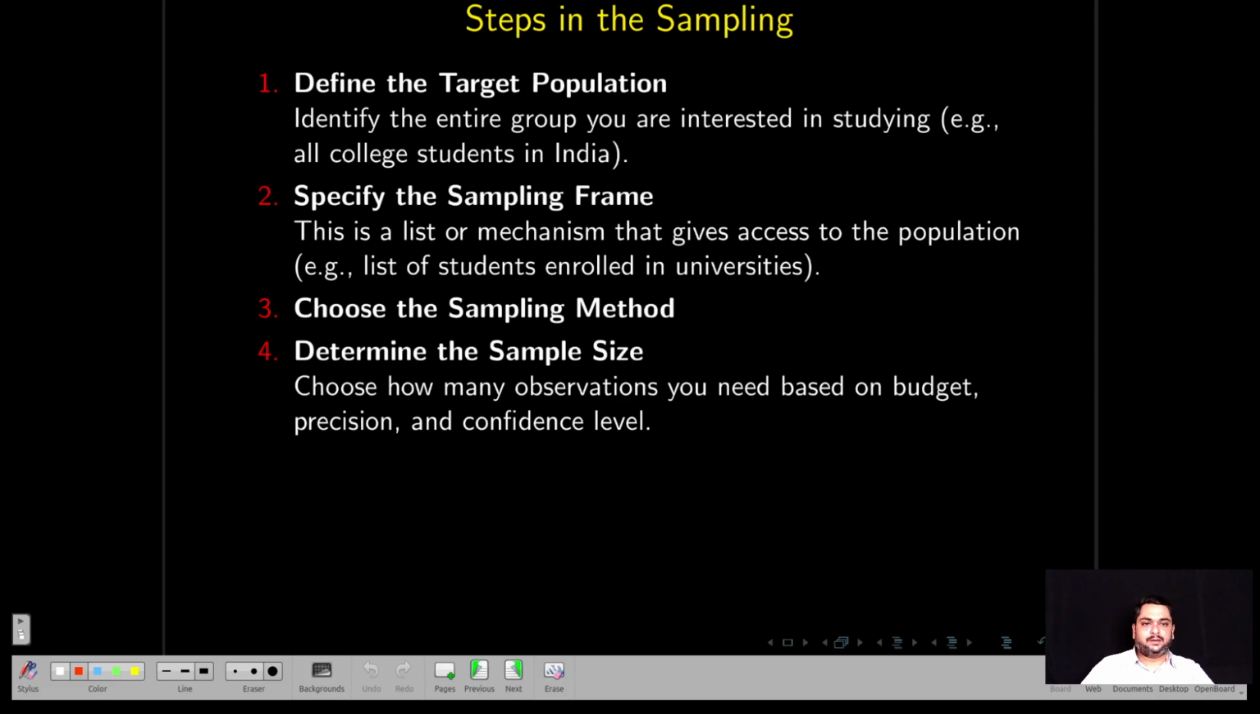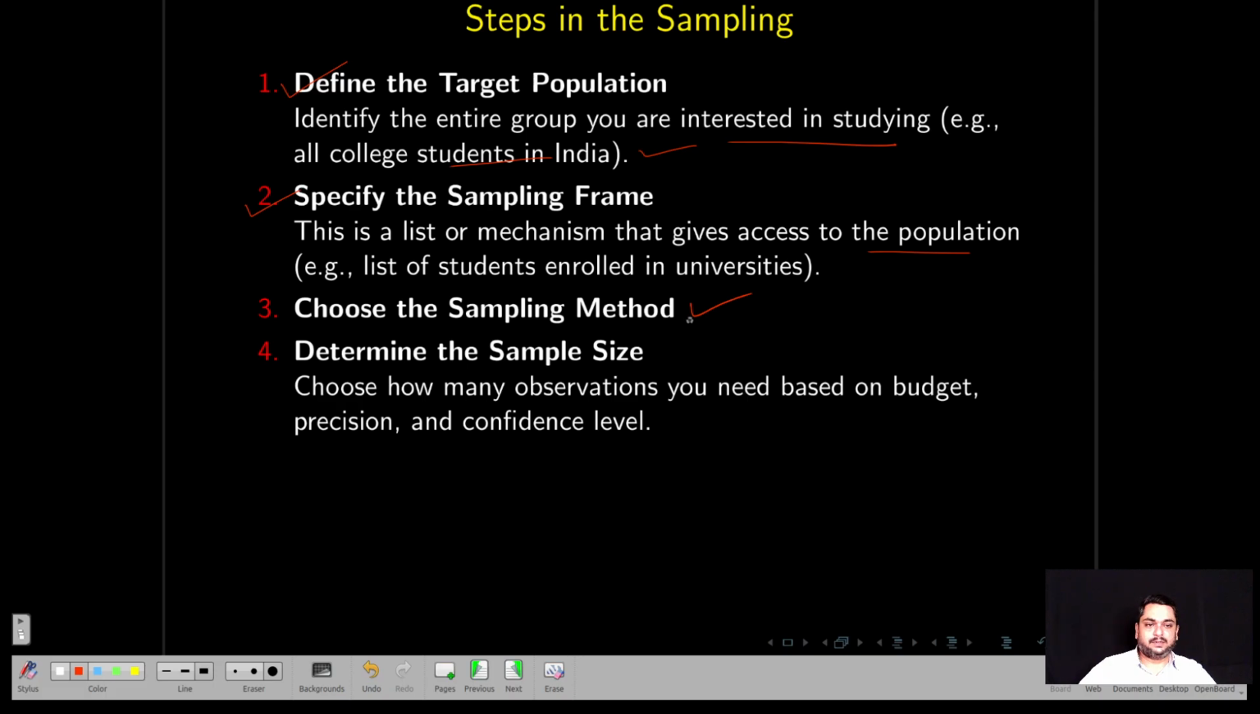Now, what are the steps in sampling? First, define the target population. What is it that you are interested in studying? Example: all college students in India. I want some information about all the college students. Then specify the sampling frame. This is a list or mechanism that gives access to the population. If I want, all the data may not be available, so you create a frame of the sample. This is where I have to collect the sample.